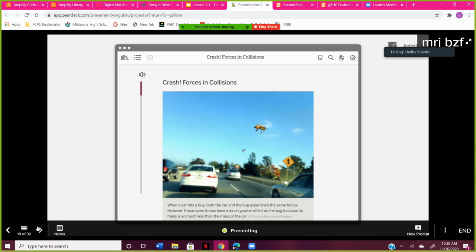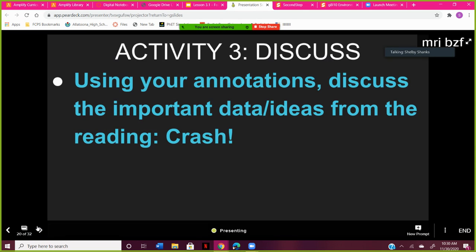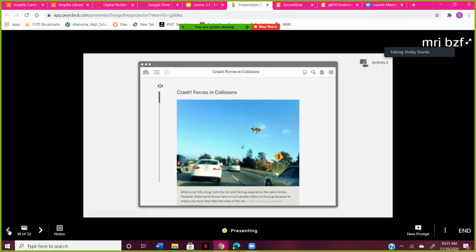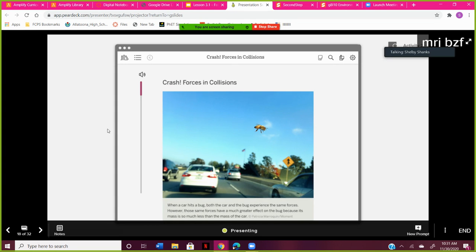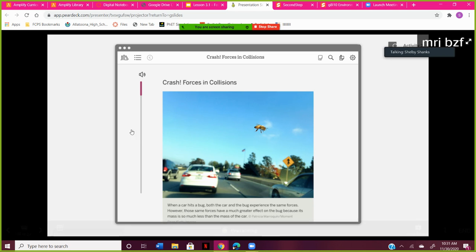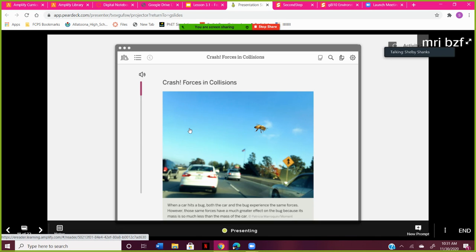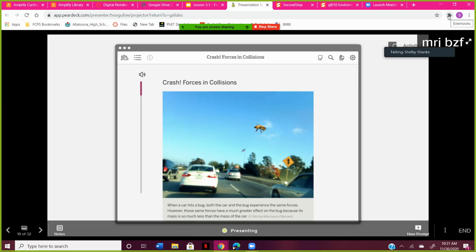If you get done before that, just sit tight. We are going to talk about our annotations. If you make sure that you have an annotation ready to share, that will be perfect. That'll get us moving along. All right, 10:40, we're going to come back. Make sure that you read this article, have 3 annotations, and then answer the 2 questions in your digital notebook.